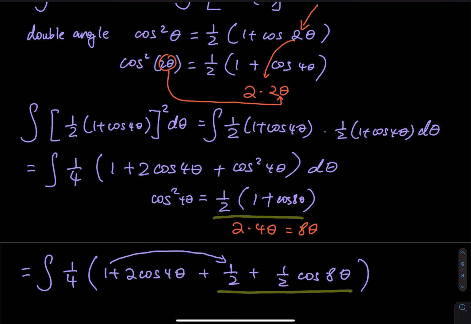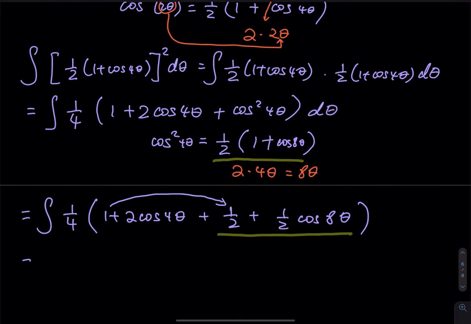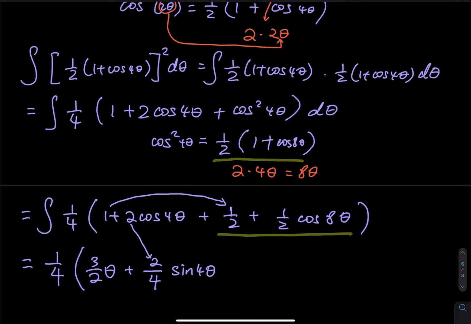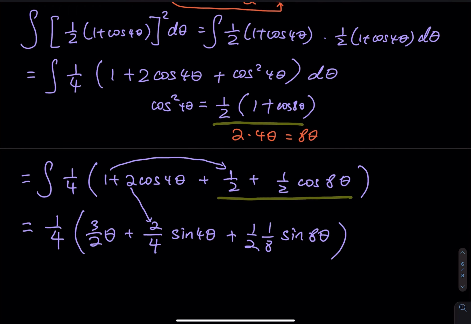Okay, now we are ready to integrate. Let's keep the 1/4 outside. So we have 1/4, and then the integral of 3 over 2, which is 3 over 2 theta, the integral of cosine of 4 theta is equal to sine of 4 theta. There is a 1 over 4 in front of that, and then the 2, we keep the 2 on top. And then plus, this will be sine of 8 theta. There is an 8 down here, 1 over 8, and then we also have a 1 over 2. So that's the answer, right?